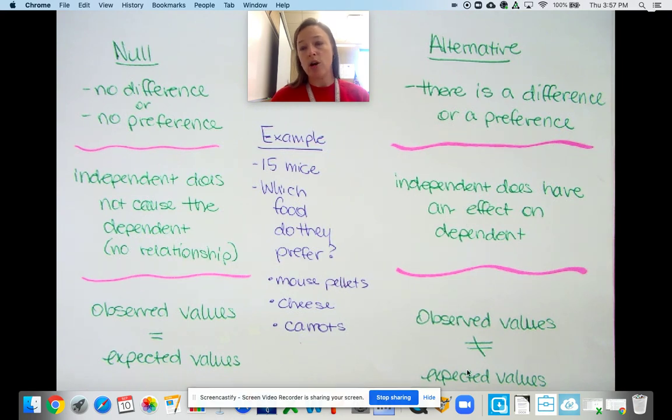And so our observed values do not match our expected. Our expected are that we would see 5, 5, and 5, but what we might actually see is 1, 12, and 2. And so when we did our chi-square, we would reject our null and say that they actually do prefer cheese. So that is the difference between a null and alternative hypothesis, and that is how you should write them.